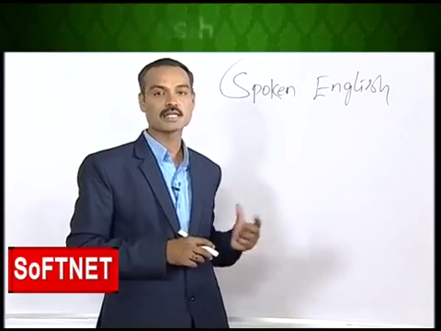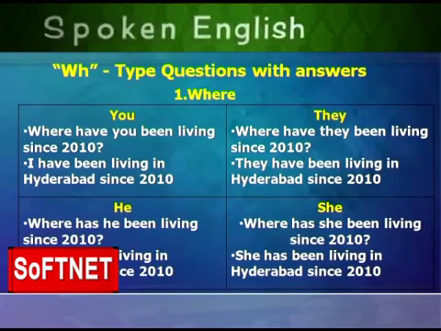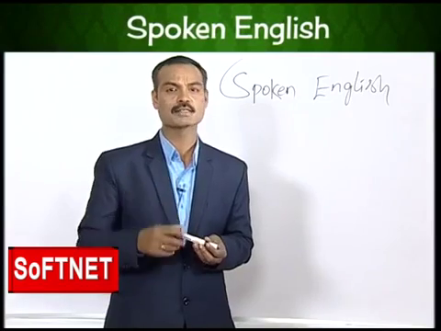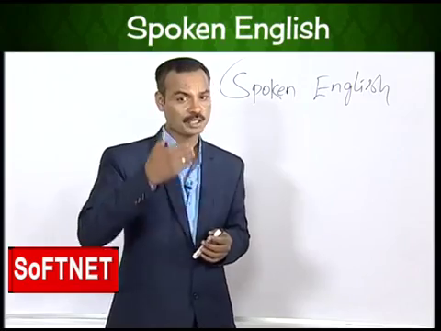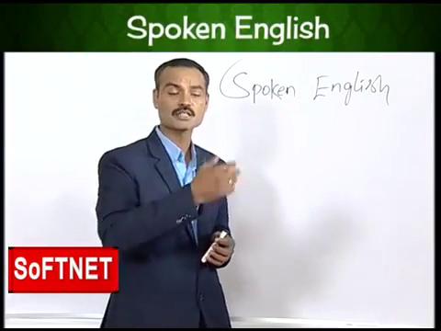Shall we practice the same table with another verb? Where have you been playing cricket? Where have they been playing cricket? Where has he been playing cricket? Where has she been playing cricket? One more example. Where have you been working? Where have they been working? Where has he been working? Where has she been working? One more example. Where have you been teaching? Where have they been teaching? Where has he been teaching? Where has she been teaching?